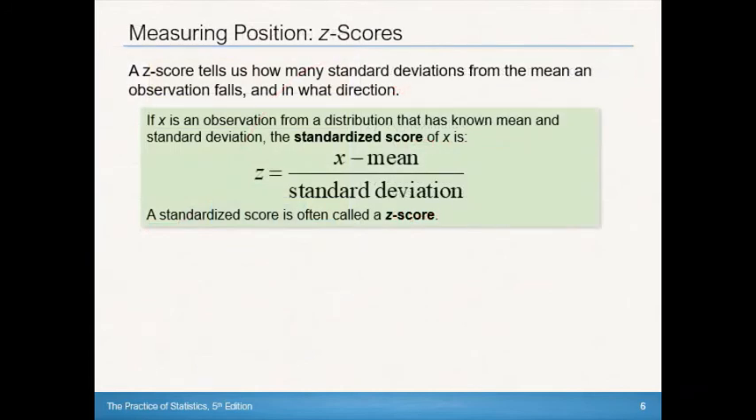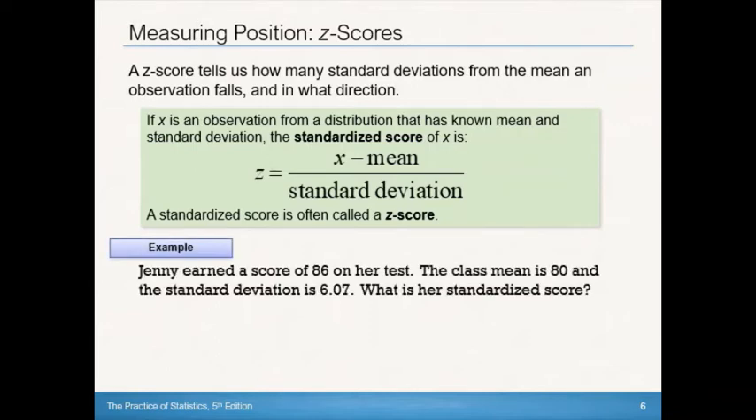All right, one other way to talk about a data value's position in a distribution is to look at the z-score. The z-score is simply the data value minus the mean of the whole distribution, divided by the standard deviation of the distribution. So that z tells us how many standard deviations above the mean you are. So let's look at an example. Let's go back to Jenny's example.